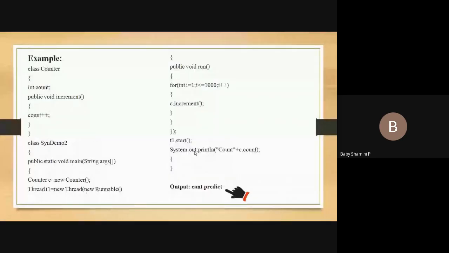See the example, we have a class Counter. Inside we have one increment method, and inside we have the function count plus plus. We are going to perform a count operation. Here I am using the concept of threads. First inside the main function, I'm going to create an object for the Counter class, Counter c equal to new Counter(). Through this object c only, I can access the class Counter. For that, we need to create an object for the Counter class.